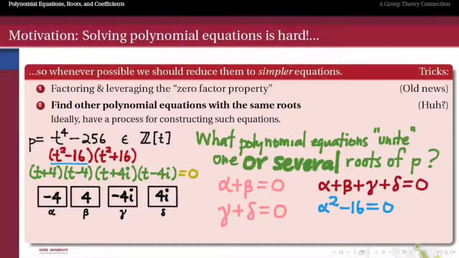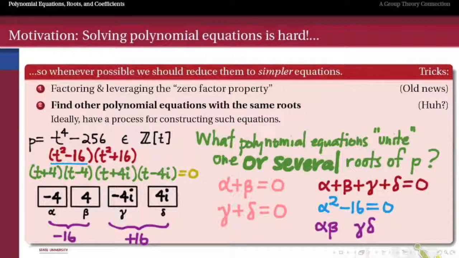For instance, alpha squared minus 16 is equal to 0 is satisfied by, well, one of the roots at least of this polynomial. It's satisfied by alpha, -4. Notice that it's also satisfied by beta, but it's not satisfied by gamma or delta. So putting alpha is a deliberate choice in this equation, because it doesn't work if I put just any root in there, but it does work for alpha. Likewise, if I take alpha and beta and I multiply them, I get -16. If I multiply gamma by delta, I get positive 16.